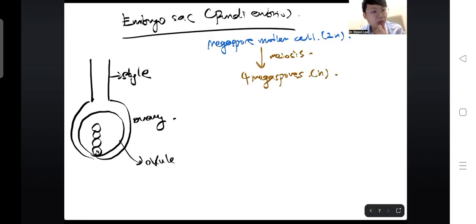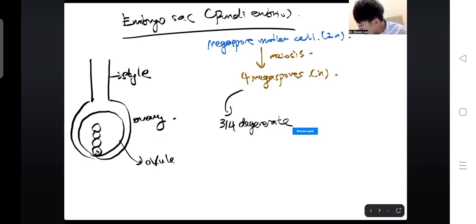Why only 1? Every month you ovulate, for female. Why not 4? Because the rest are degenerated as polar bodies. Remember the polar bodies? Forget already? They degenerated as polar bodies. So the same case over here. Out of the 4 megaspores, 3 of them will degenerate.